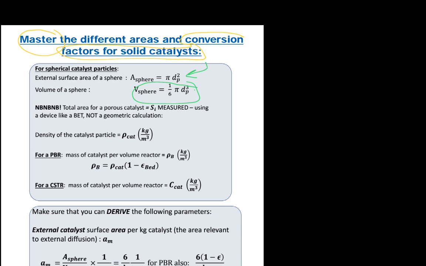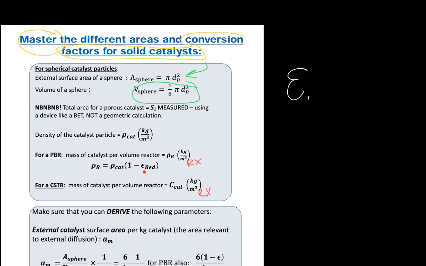Other variables that are important: I have a catalyst density. The catalyst density refers to the material of which the catalyst is made, including the porosity of the structure. So that is a measured quantity, kilogram per cubic meter catalyst. And then, how much catalyst do I have per reactor volume? That is one of the important rate conversion factors. For a packed bed reactor, that is the density of my packed bed, which I can relate to my catalyst density using the bed porosity.